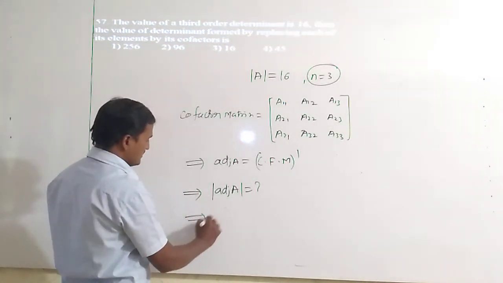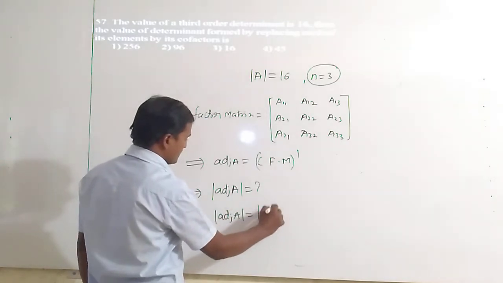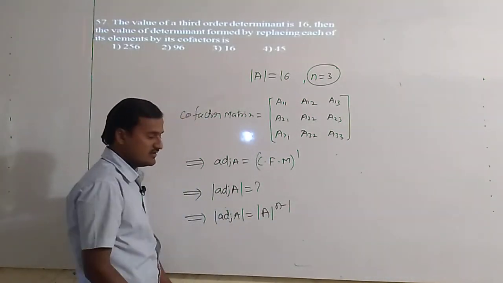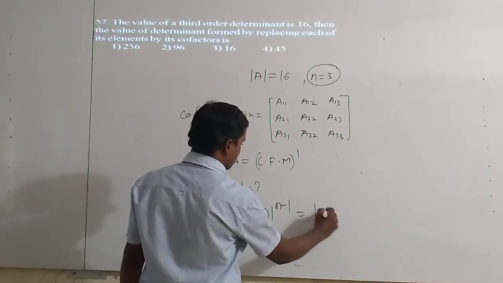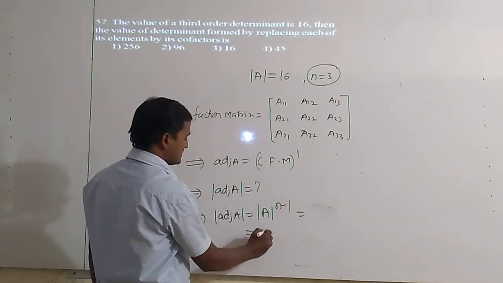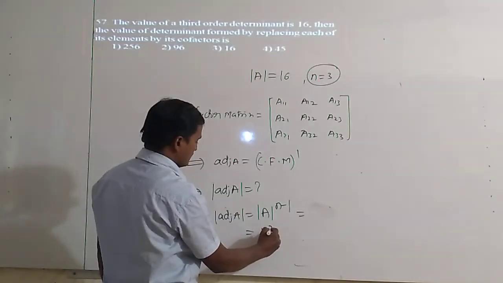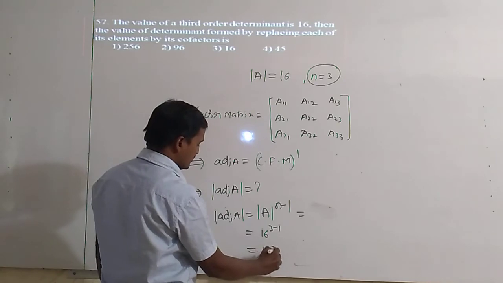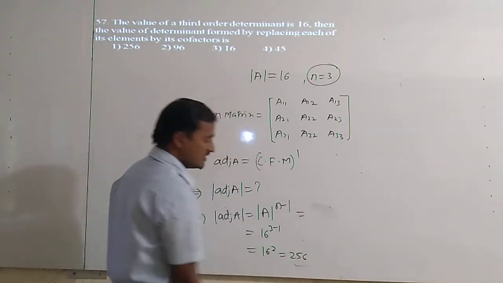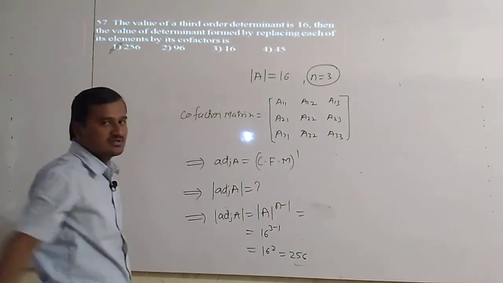So clearly what is the answer? Determinant of adjoint of A is equal to what? Determinant of A to the power n minus 1. So what is the value of determinant of A? Determinant of A is 16. What is the value of n? n is 3, to the power n minus 1. So clearly 16 squared, therefore your answer is 256. So therefore which option is the right one? So the first option is the right one.